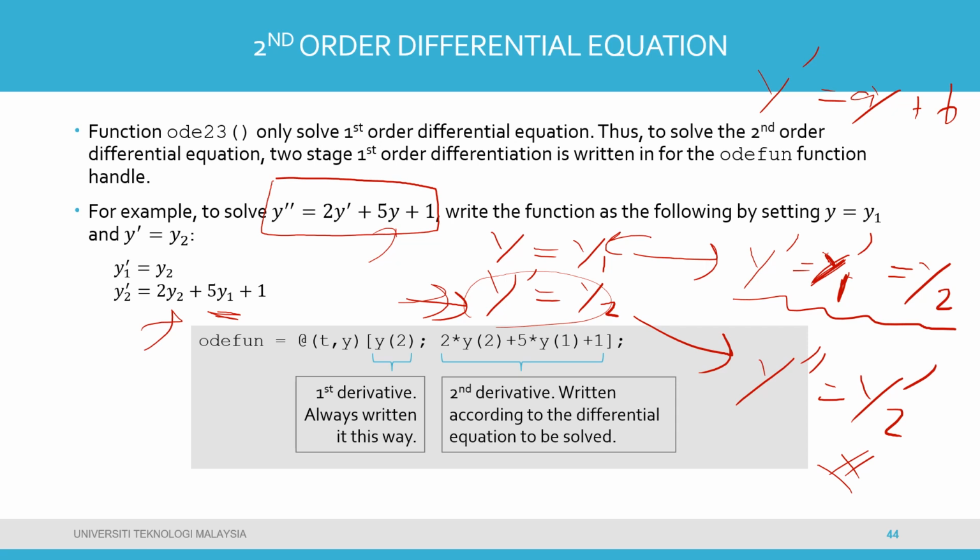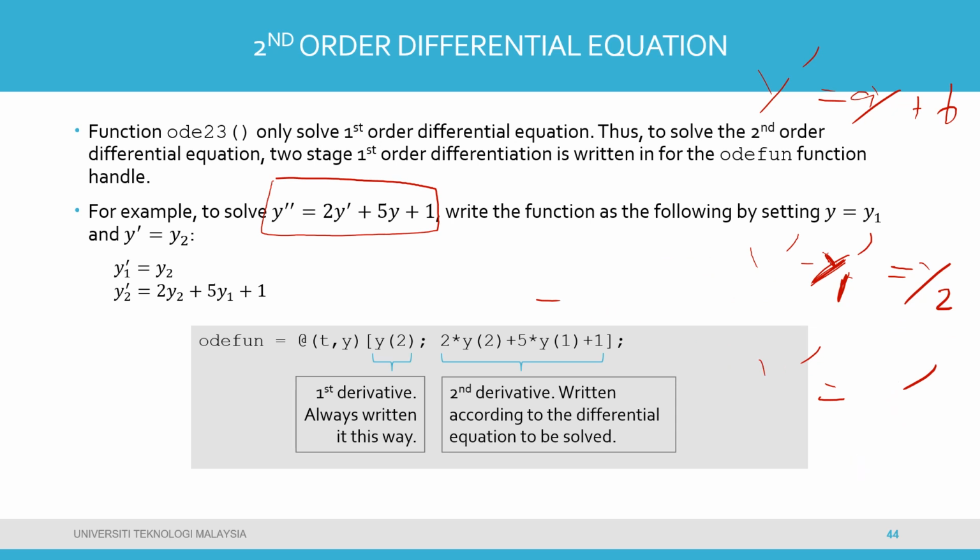So how do you write this inside the anonymous function?